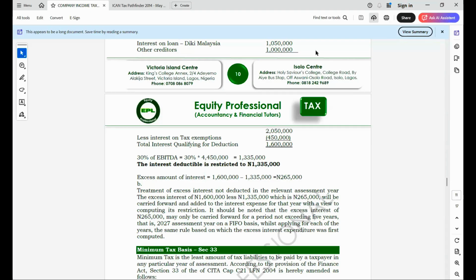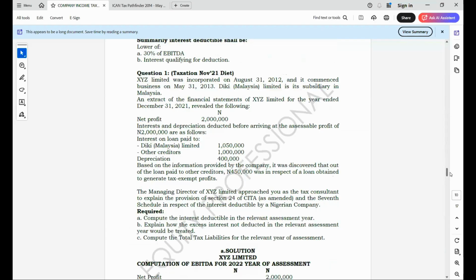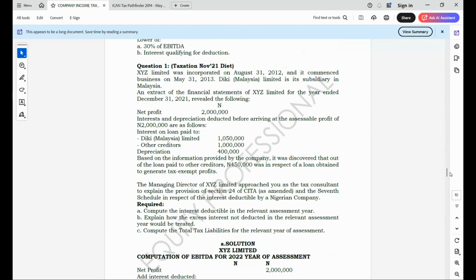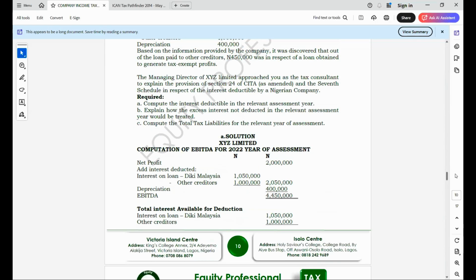Welcome to another session of the class today. In our last class, we started with company income tax and we treated interest deductibility, where there is a loan between related parties, between a parent company and a subsidiary. It was stated that according to section 24 of CITA, the interest on the loan will be restricted to 30% of EBITDA, which is earnings before interest, tax, depreciation, and amortization, which we did. So we were able to look at a question on that, and we'll continue from where we stopped.